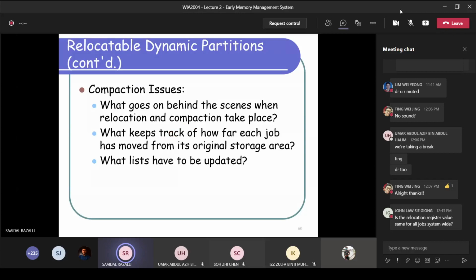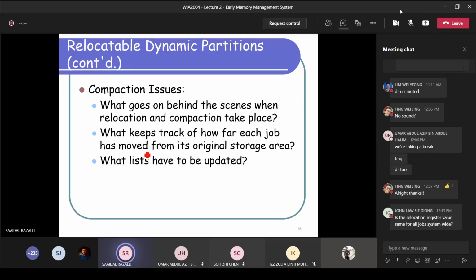There are also compaction issues. It is mostly about the workload of the memory. When you increase the work that memory has to do, it's not really a good thing. What goes on behind the scenes when relocation and compaction take place?